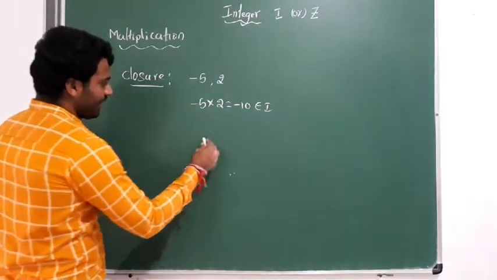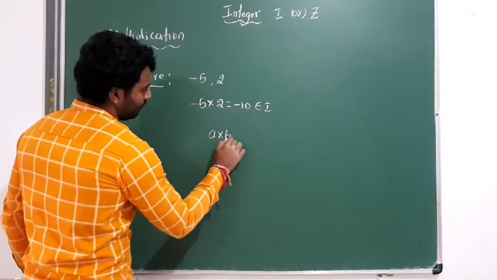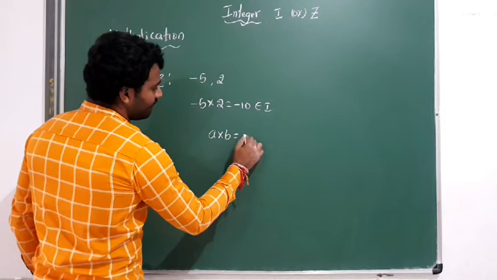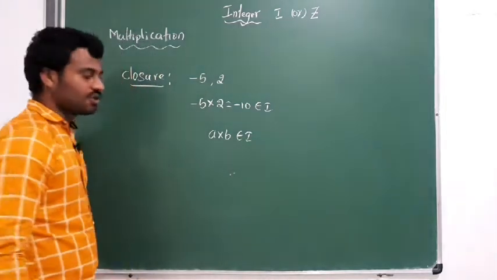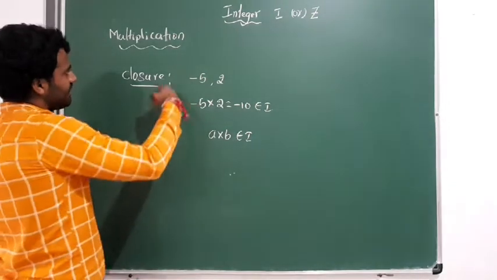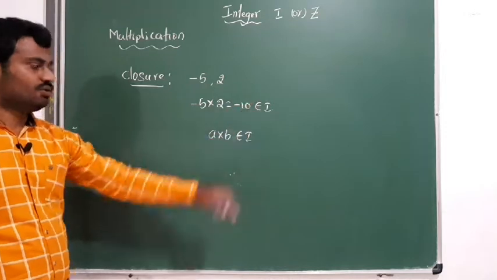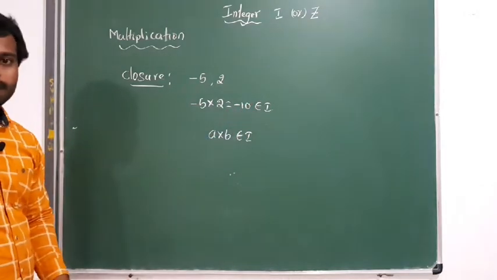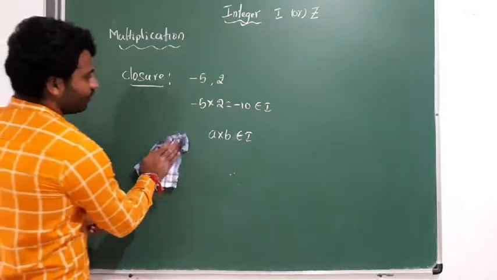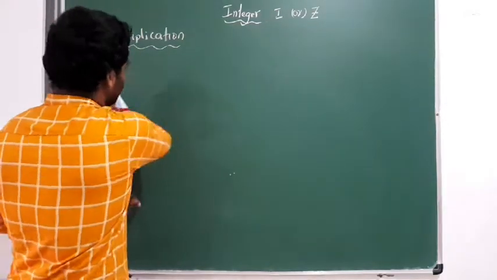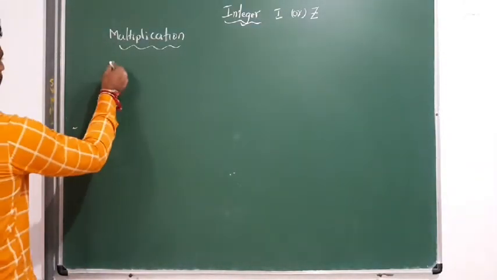So generally you can write, if a into b belongs to integers, then it satisfies the closure property. The product belongs to integers. Clear? Okay. The next property is what, after closure?